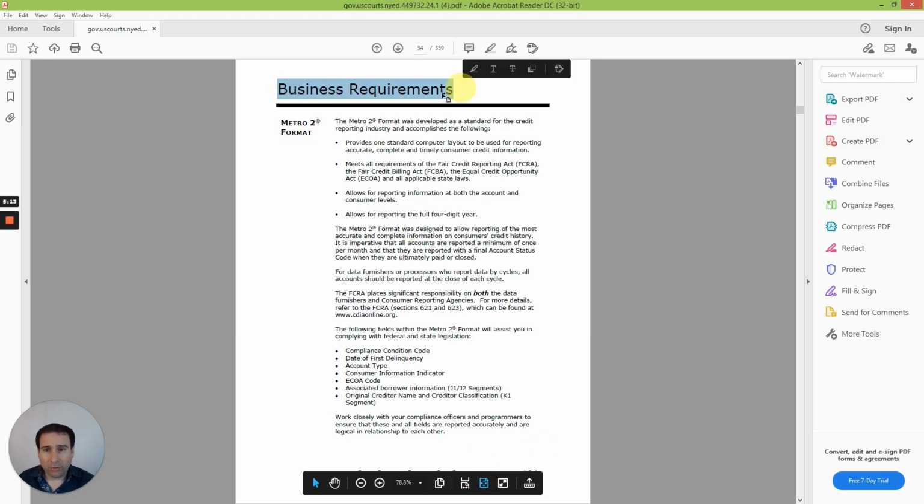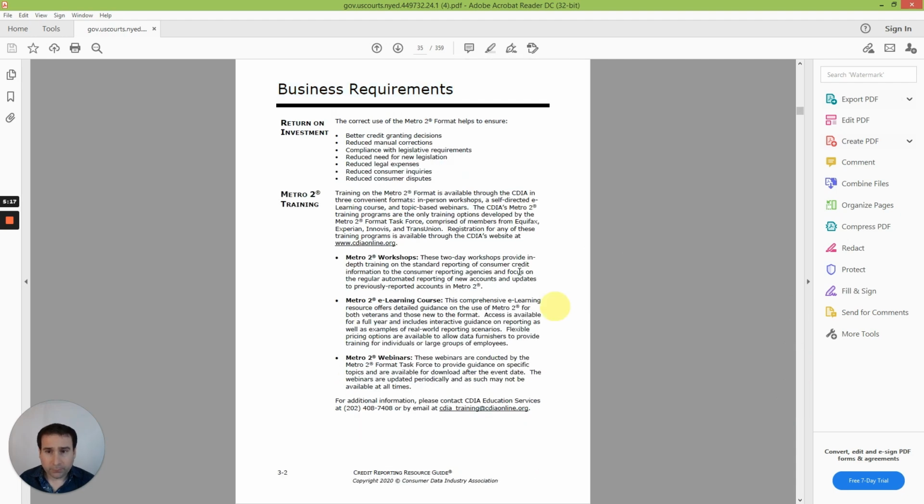So again, we're looking at the business requirements, Metro 2 format here with Chapter 3. Their next little section, the return on the investment, so why should a furnisher use this? And then Metro 2 training, so they do have workshops, e-learning courses, and webinars for the furnishers to learn how to use this.